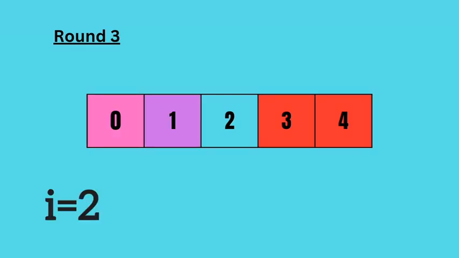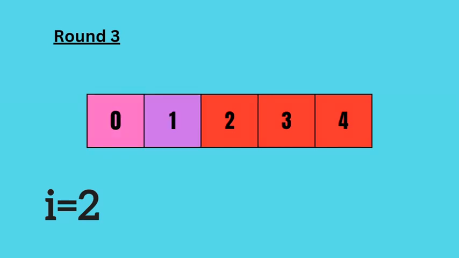In round 3 our I has become 2 and we are again going to start from step 0, that means j is equal to 0, where we compare element 0 and 1. Then we move to step 2 where j will become 1 and we compare element 1 and 2. Then we end round 3, and with the end of round 3 we get our third greatest element over here. It has reached its destined position, which is why it will not be compared anymore.